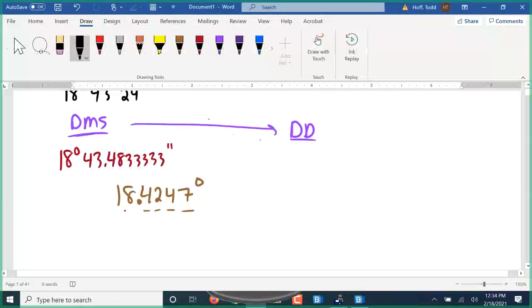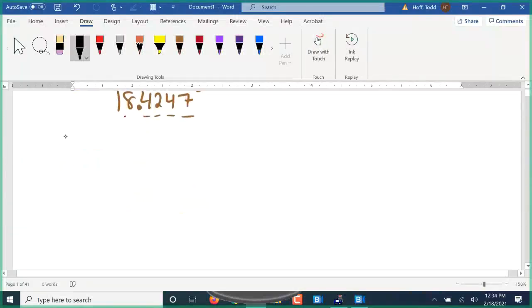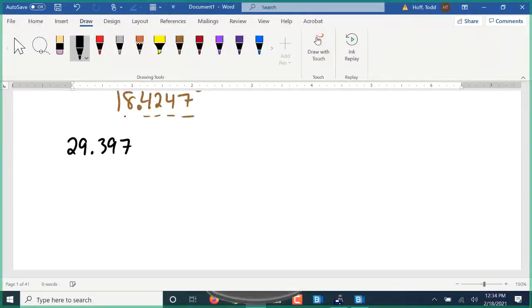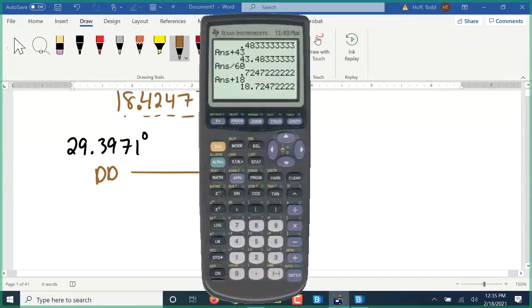I want to go the other direction. I have something like 29.3971 degrees as decimal degrees, and I want to go to DMS, degrees, minutes, seconds. Well, we'll keep my calculator over here. We're going to reverse the process. We're going to go exactly the opposite direction.